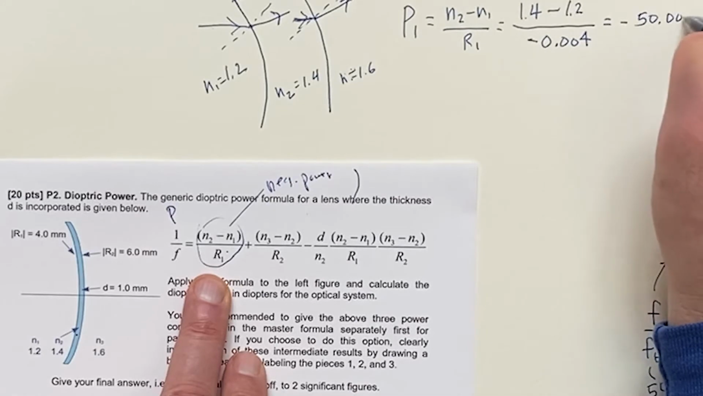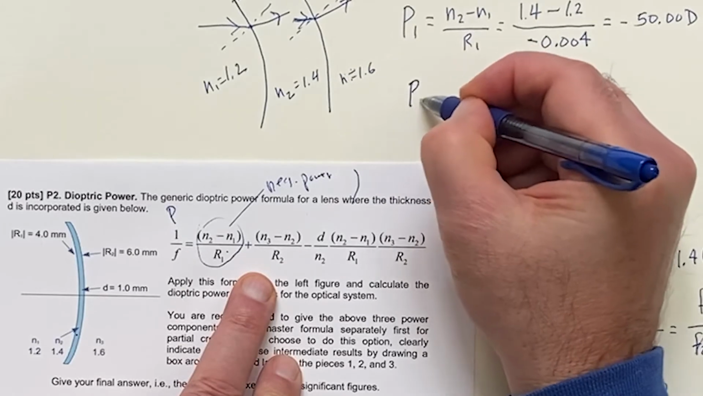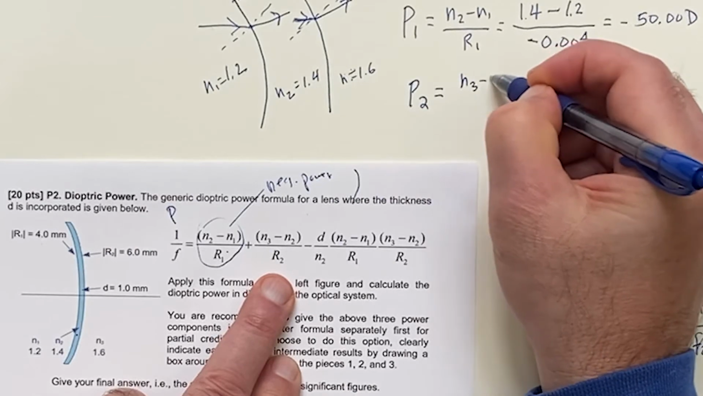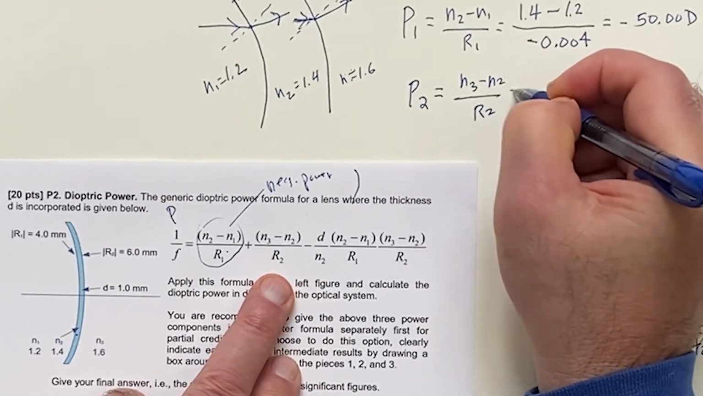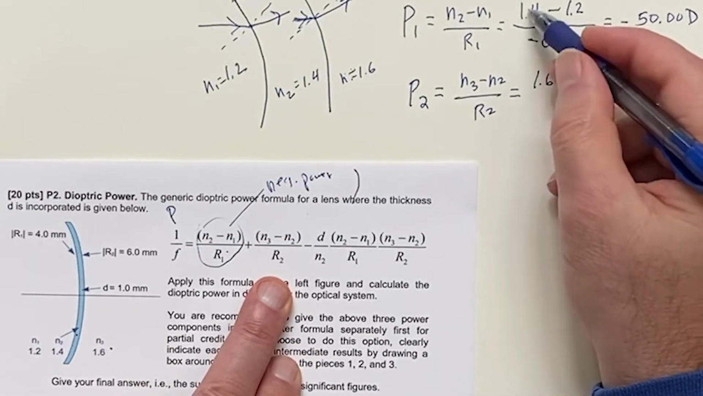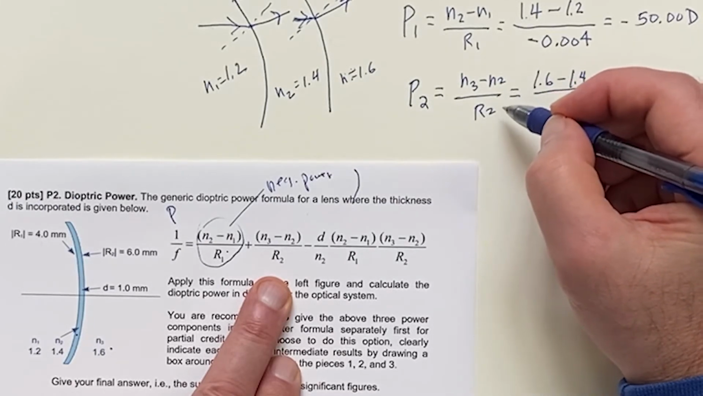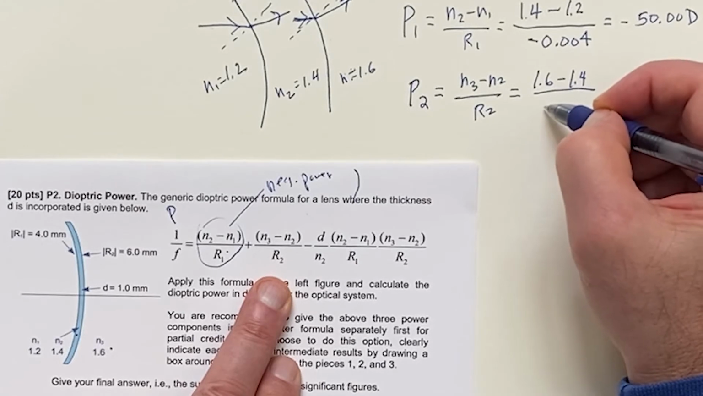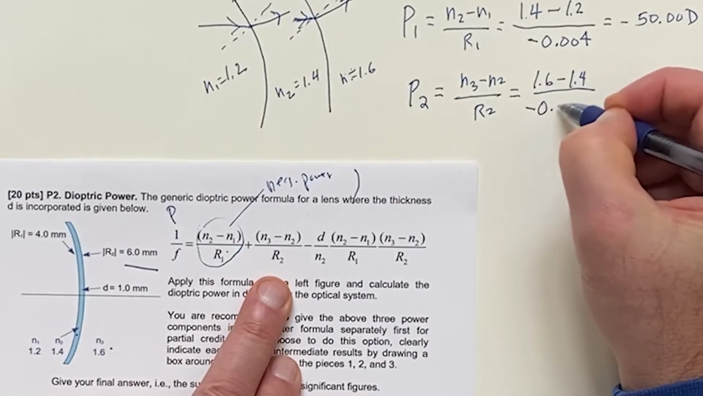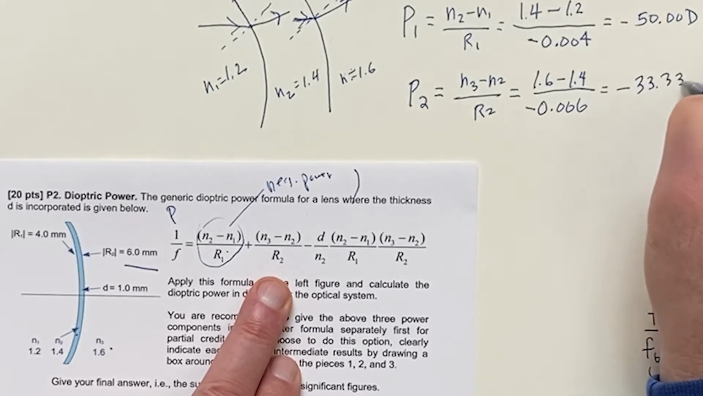And I'm going to keep a couple extra figures here, minus 50 diopters. And if I go to the next one, because I'm going for partial credit here, this is N3 minus N2 over R2, and N3 is the 1.6, the N2 1.4, which we already used. And see, that's a positive quantity. I know this is going to be a negative power, so I need to have the negative sign for the R2. And since that's 6, I'm going to go 0.006. And when you work that out, you get minus 33.33 diopters.